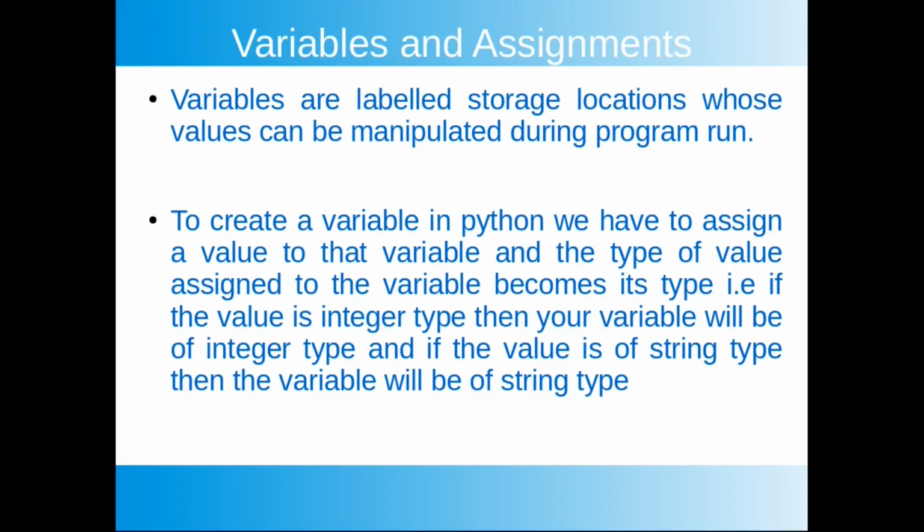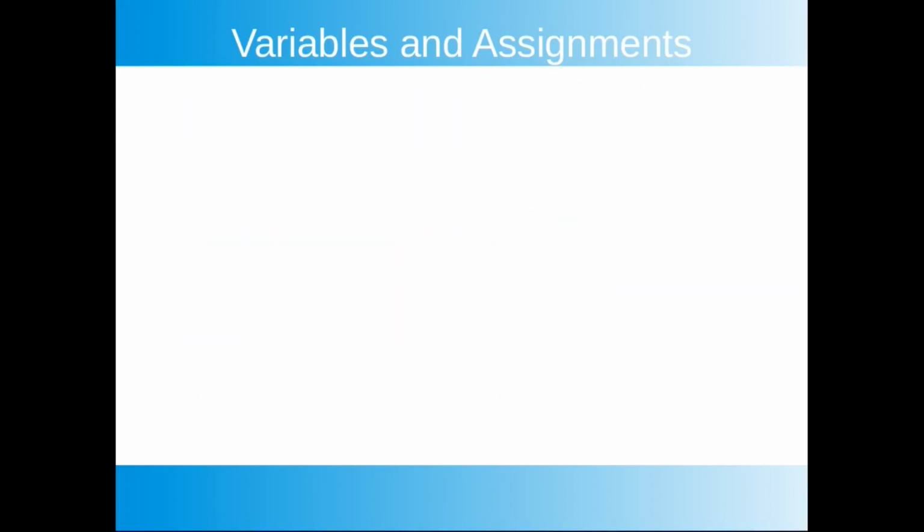That is, if the value is integer type, then your variable will be of integer type, and if the value which is being assigned is of string type, then the variable will be of string type. Now in Python, the variables are not containers, they are referrers, that is, they point to certain values. Now let us see how a value is assigned to a variable and what actually happens internally.